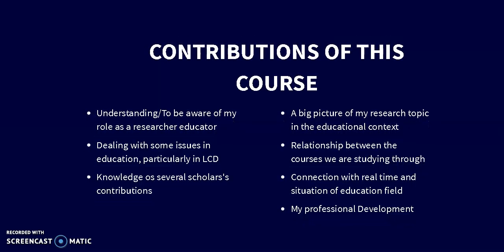Evaluation is what we have been dealing with all through this course. This course has contributed a lot to me as a professional educator, because it has given me a clearer understanding and awareness of my role as a researcher and educator, not only as a teacher. Especially in the last term, we saw different authors who describe in a very accurate way the importance of researching as teachers all the time.